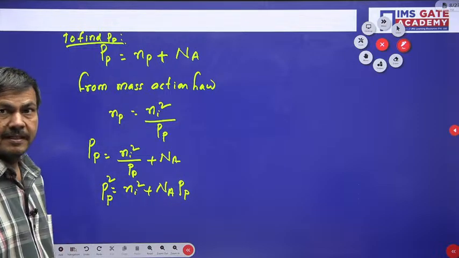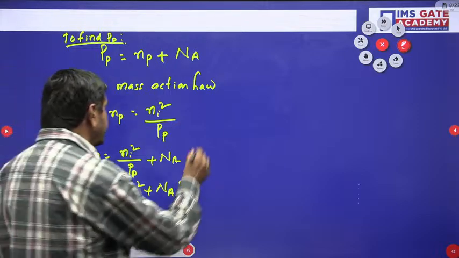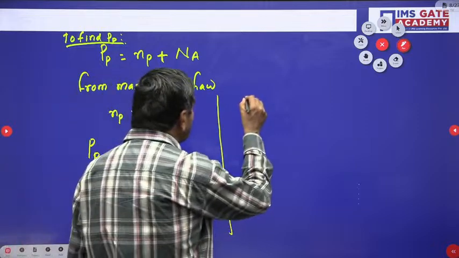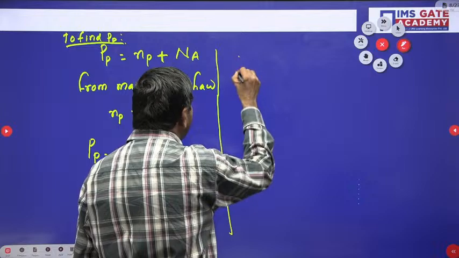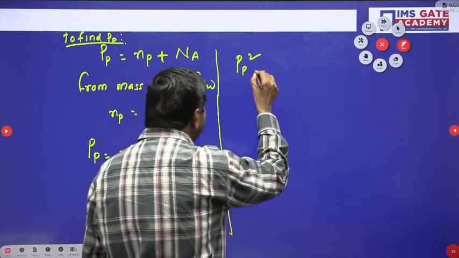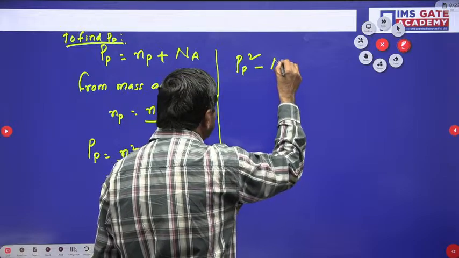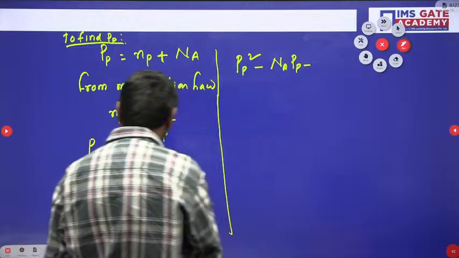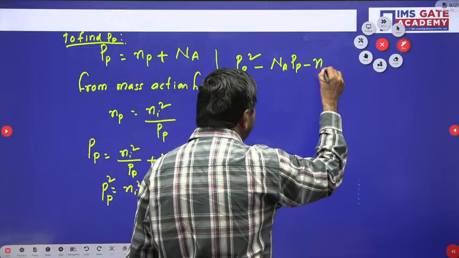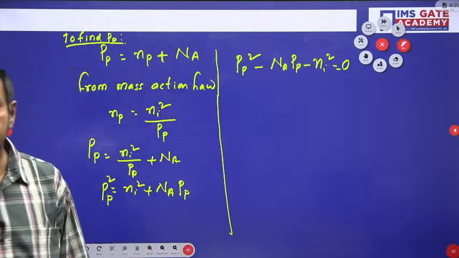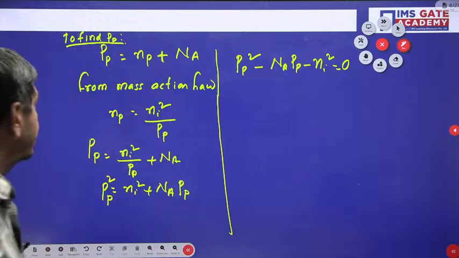P suffix p I can write. Then I can form one quadratic equation here now: (p suffix p) whole square minus Na into p suffix p minus Ni squared, that equals 0. From this equation we can determine the concentration of holes.